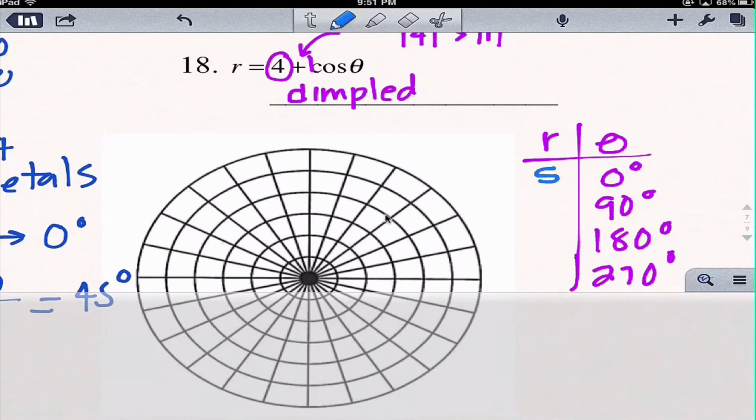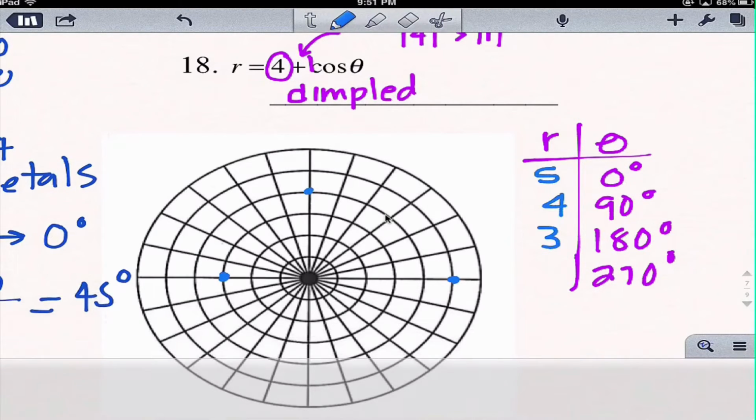So I'm going to go ahead and plot a point at 1, 2, 3, 4, 5. When I put in cosine of 90 degrees, I get 0, so then I would have to do 4 plus 0, which is 4. At 180, cosine of 180 is negative 1, so 4 minus 1 is 3. And lastly, cosine of 270 is also 0, so 4 plus 0 is 4.